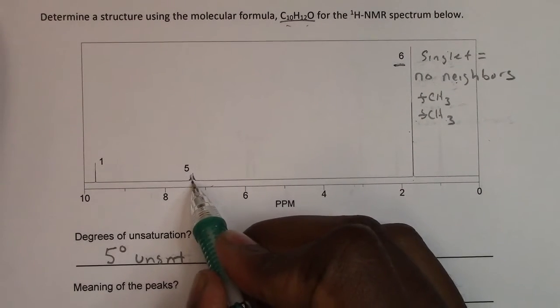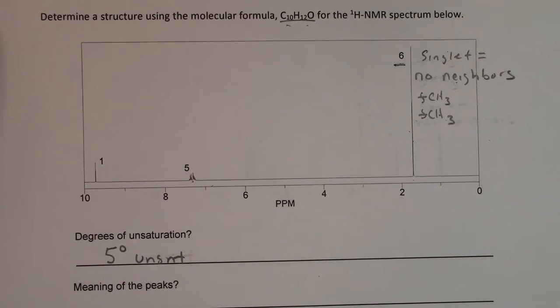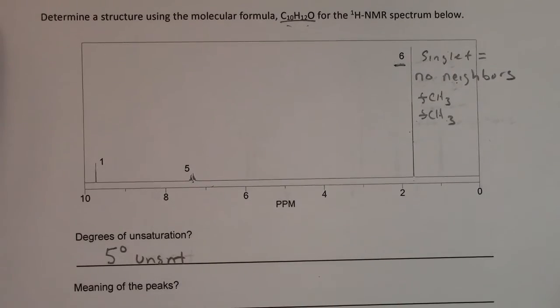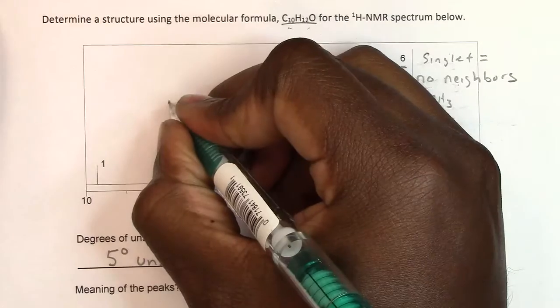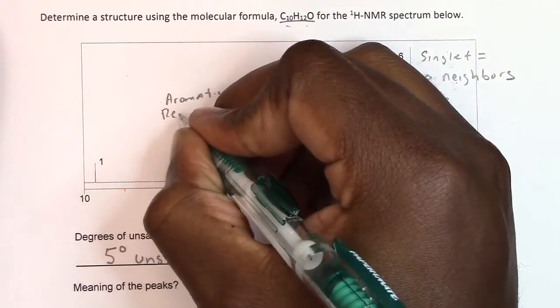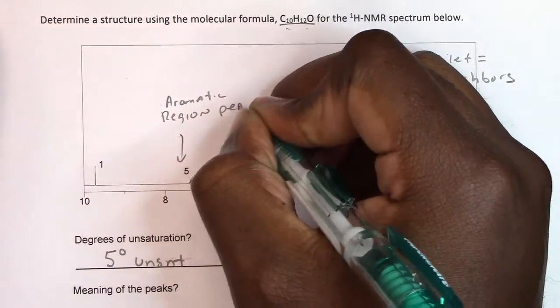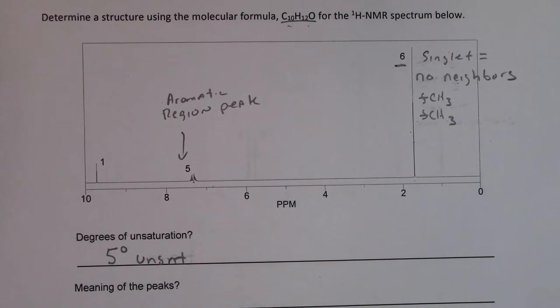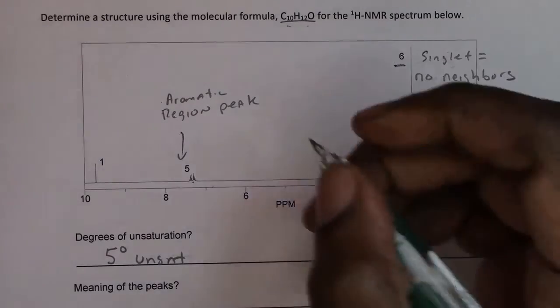Next, we move to the next peak down on our spectrum, and we find that this peak integrates to 5. So there are 5 hydrogens. Note where this peak falls: it falls in the aromatic region. Remember, anytime you see peaks in the aromatic region, this most likely means that there is a benzene ring present.